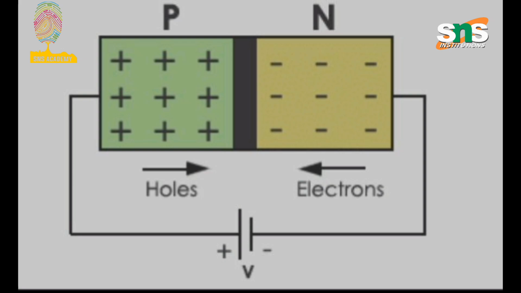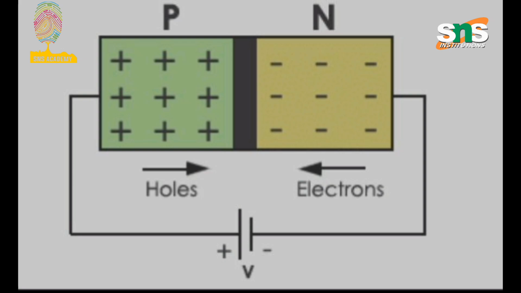The N material has lost electrons and the P material has acquired electrons. The N material is thus positive relative to the P material. Since this potential tends to prevent the movement of electrons from the N region into the P region, it is often called the barrier potential.